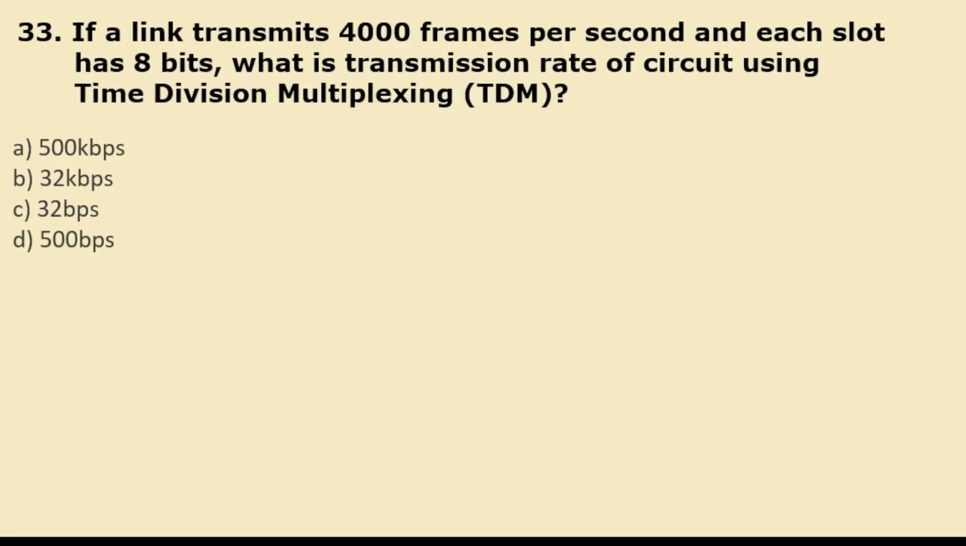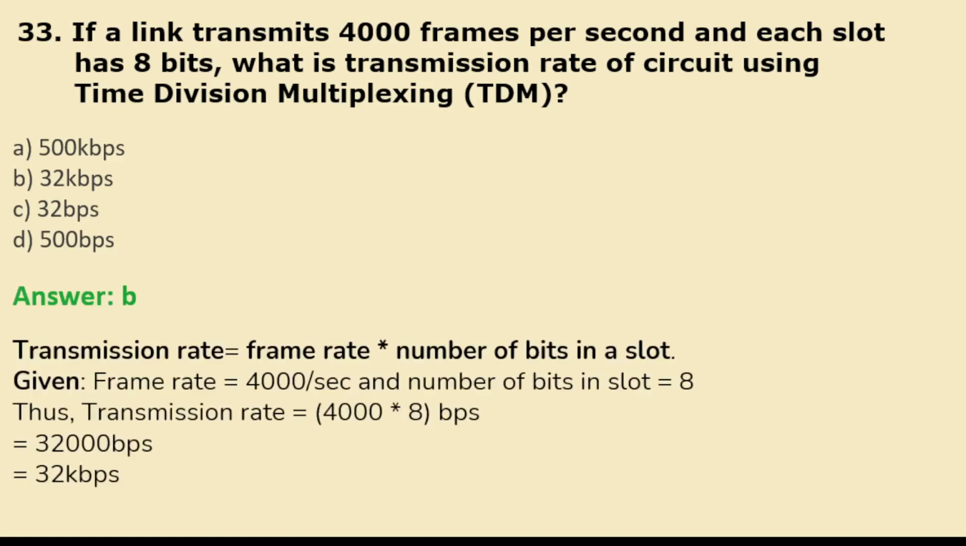Question 33. If a link transmits 4000 frames per second and each slot has 8 bits, what is transmission rate of circuit using time division multiplexing? A. 500 kbps, B. 32 kbps, C. 32 bps, D. 500 bps. The correct answer is B. 32 kbps.